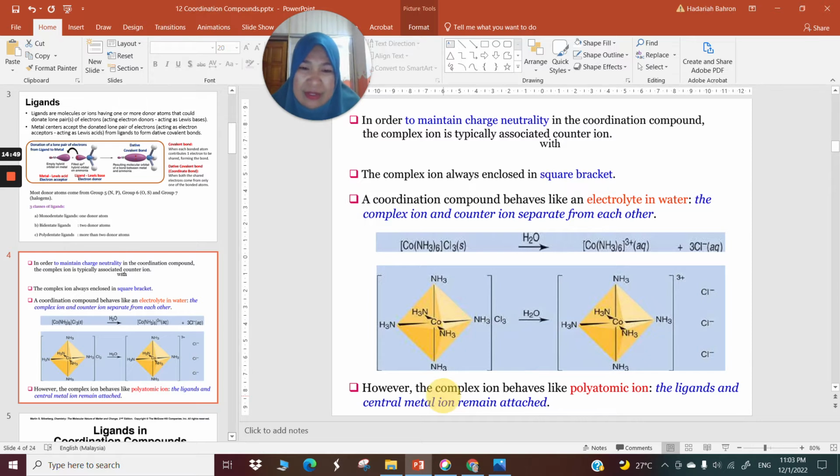However, the complex ion here behaves like a polyatomic ion, an ion that contains many, many atoms. The ligands and the central metal ion remain attached in the complex ion. They do not get separated upon dissolving in any solvent.